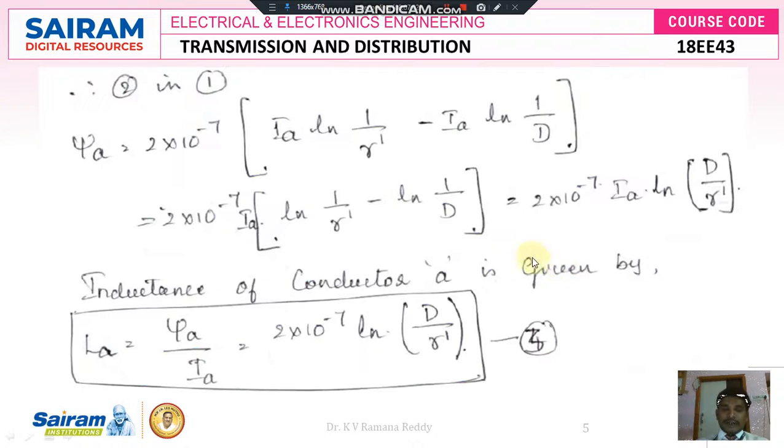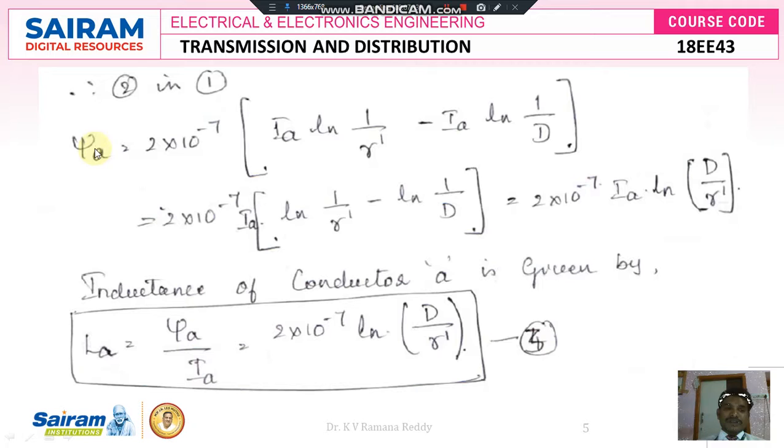So the inductance of conductor A is given by LA is equal to psi A by IA, because we know the formula psi is equal to Li, and we can replace n pi by psi. Therefore L is equal to psi by I. But here we are finding the flux linkages for conductor A, so I can take LA is equal to psi A divided by IA.